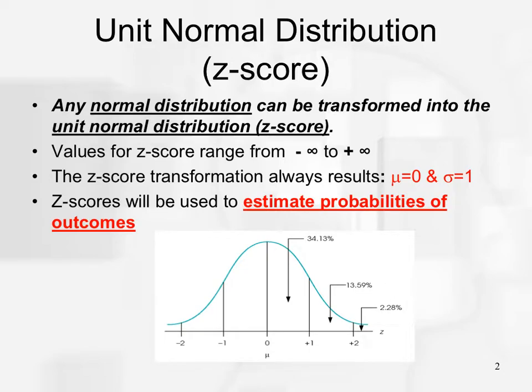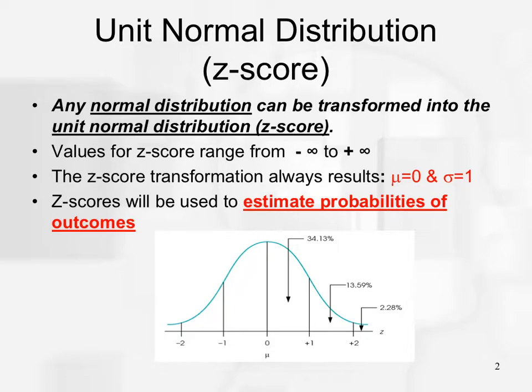The z-score transformation always results in having a mu of 0 and a standard deviation of 1 once we've standardized the raw scores. So no matter what your normal distribution had for a mean and a standard deviation, when it's transformed, the new mean will be 0 and the new standard deviation will always be 1. So that's something you always want to remember.